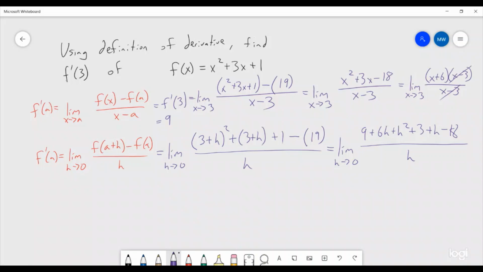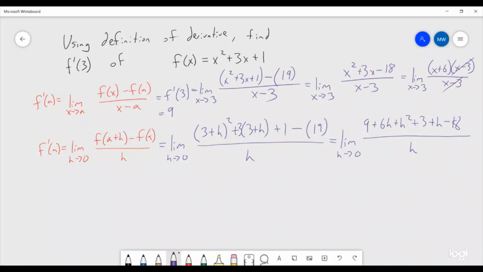Oh, I forgot a 3 right here. There's a 3 right there, which means that these numbers are 9 and 3h. 9 plus 3h minus 18. So then this becomes the limit as h goes to 0 of 9 plus 9 minus 18. All of those cancel. So we are left with just h squared plus 9h divided by h. That's the limit as h goes to 0 of h plus 9, which is also 9. So in both cases, we get that the derivative is 9.